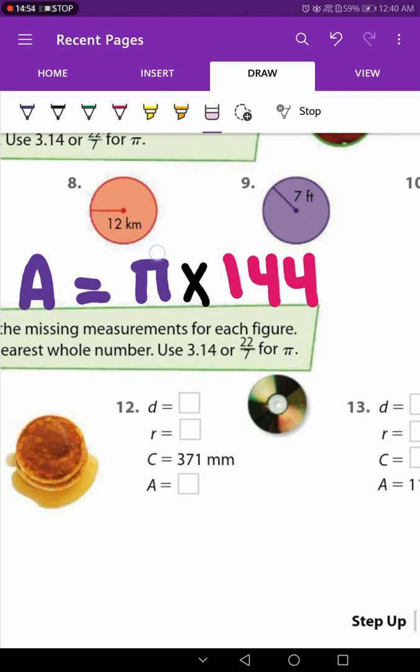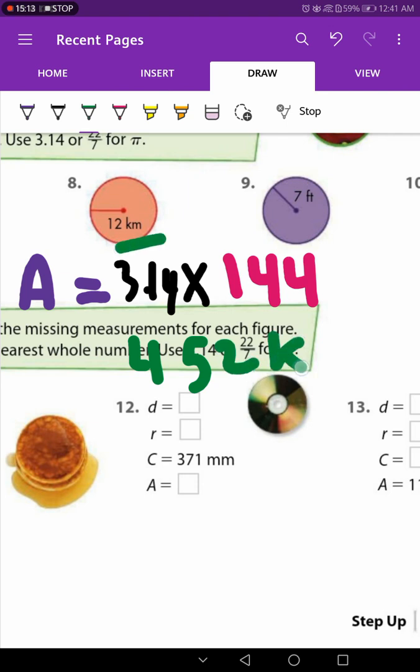Now replace pi by its value, which is 3.14. Now 3.14 multiplied by 144 equals 452. It's about 452, and what is the unit? Kilometer square. Okay, my dear students.